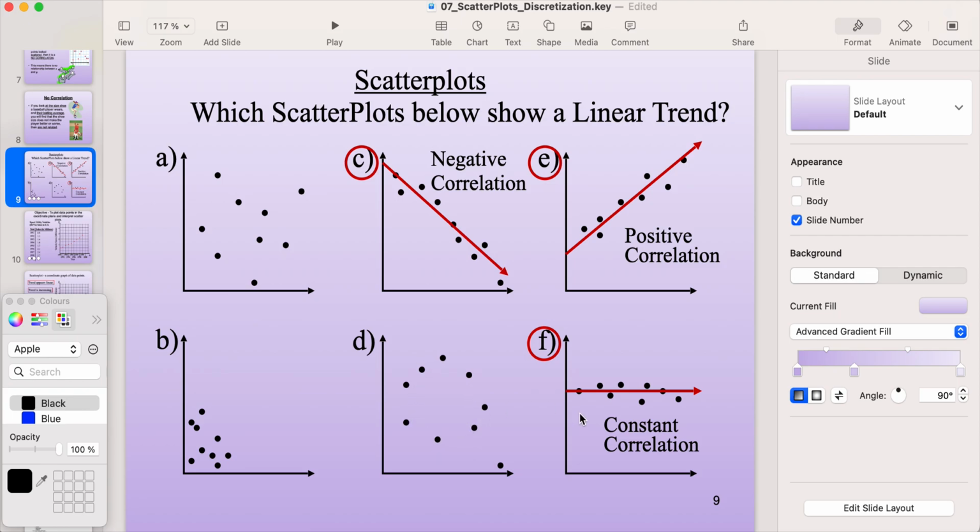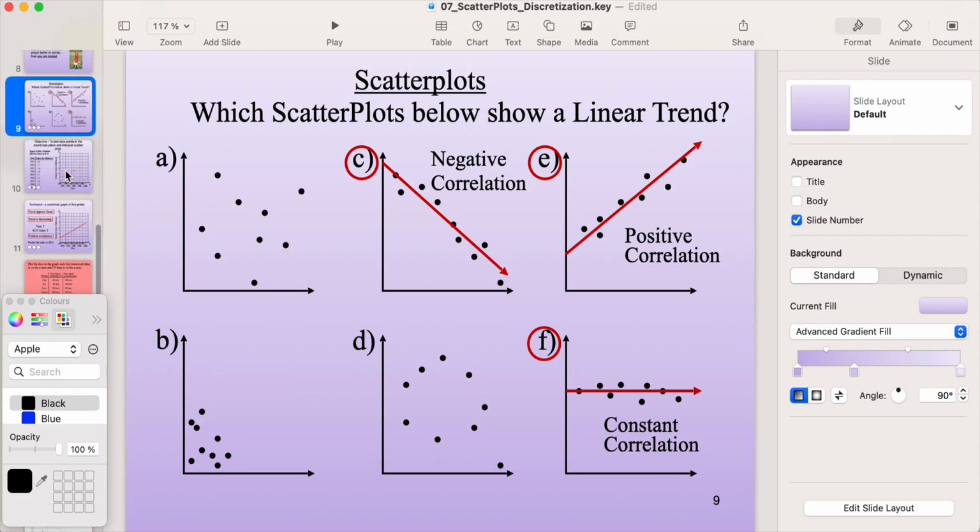On the last one, we do have a linear trend. It's neither positive nor negative. It's called a constant correlation, as the points appear to be moving horizontally in a straight line, neither upwards nor downwards. They are flat. So this is called a constant correlation.